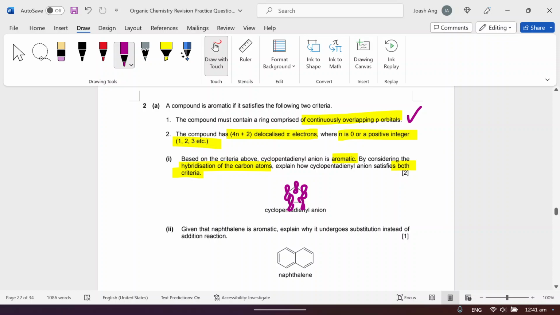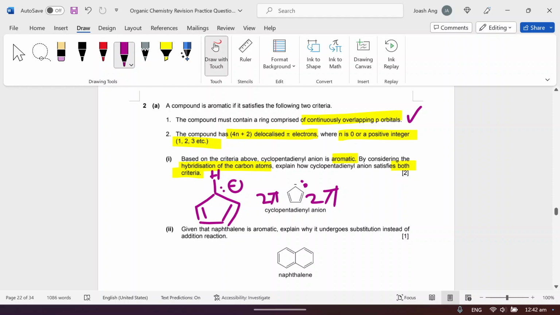Then second is to find out how many pi electrons are there. So note that every single bond represents 2 electrons. So we have 2 pi, and the negative charge over here, there's actually 2 more electrons. So if you can see, if I draw out the structure, there's actually 2 more here.